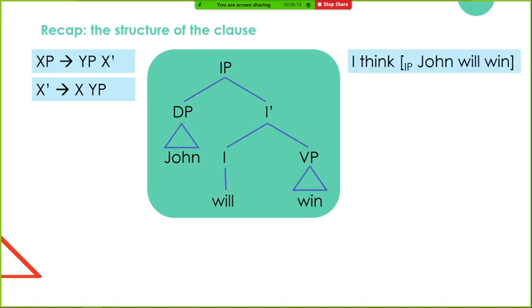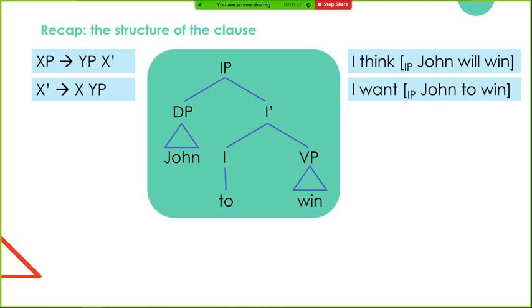So we can get a sentence like John will win. Okay, that's the bracketed part of this larger sentence: I think John will win. John is the subject in the specifier. Will, the modal auxiliary, is an inflection in the head position, and win is obviously the verb phrase in that complement position. Okay, now the reason why I'm putting these things in embedded clauses will become apparent when we move on.